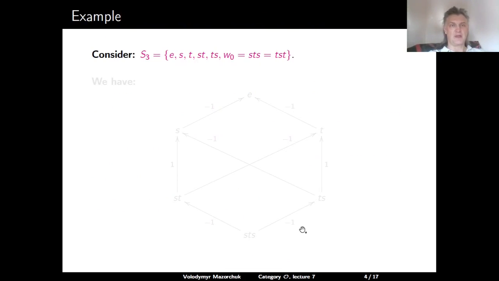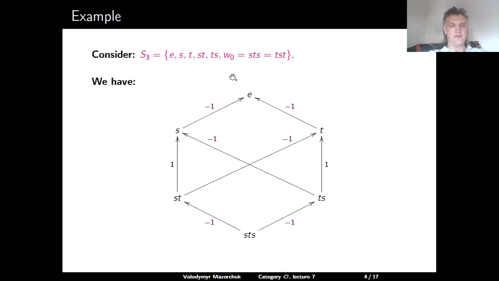For example, consider the symmetric group S3, which consists of the identity element e, two simple reflections s and t, their products st and ts, and then the longest element w0, which is equal to sts or tst. Then we have the following graph of the Bruhat order. So this is the Hasse diagram of the Bruhat order for the group S3.